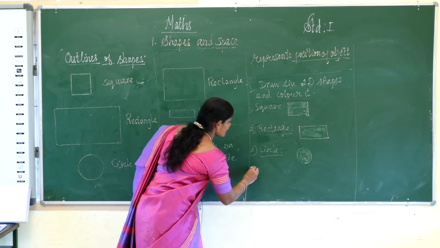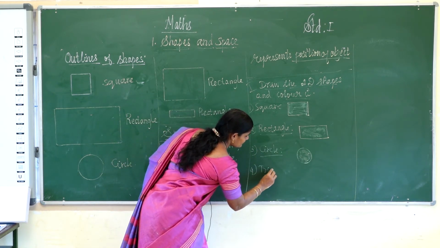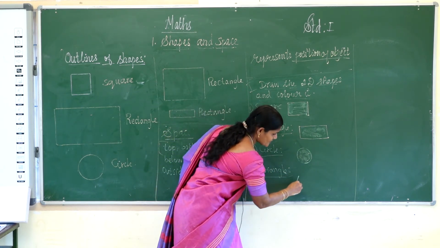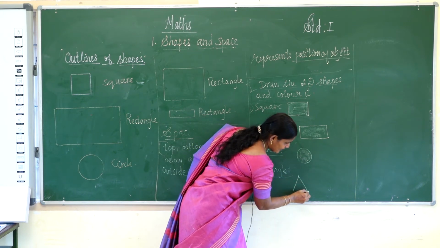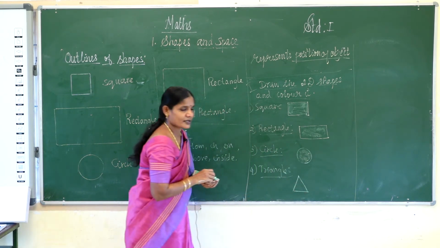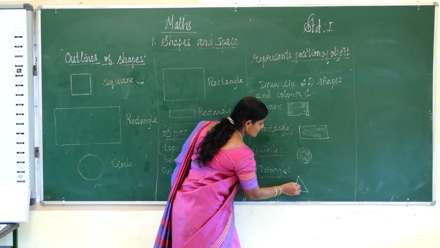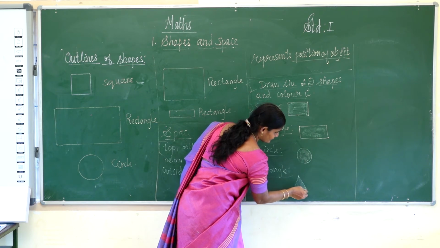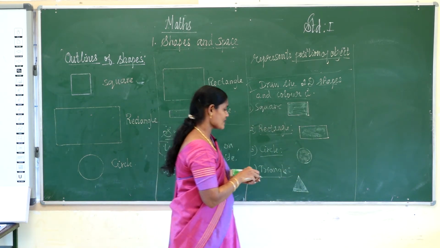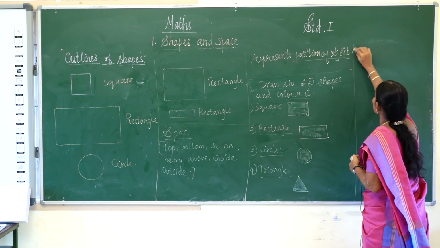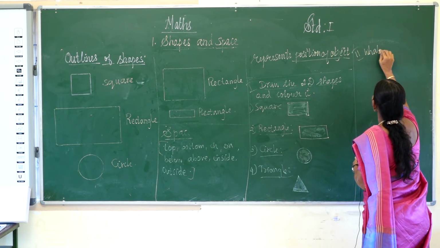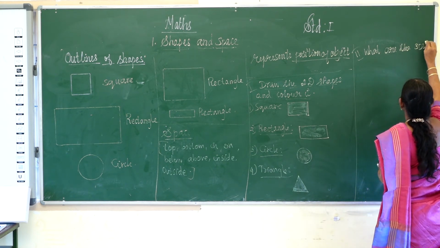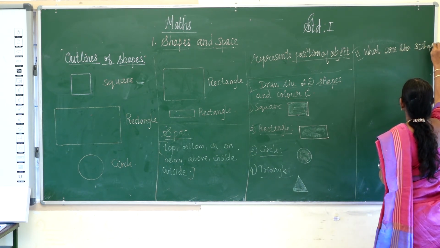Then fourth one is a triangle. How did you draw triangle? This is the first side, this is the second side, this is the third side. Okay, then color it. Okay, this is an exercise. Next we see what are the 3D shapes? What are the 3D shapes?